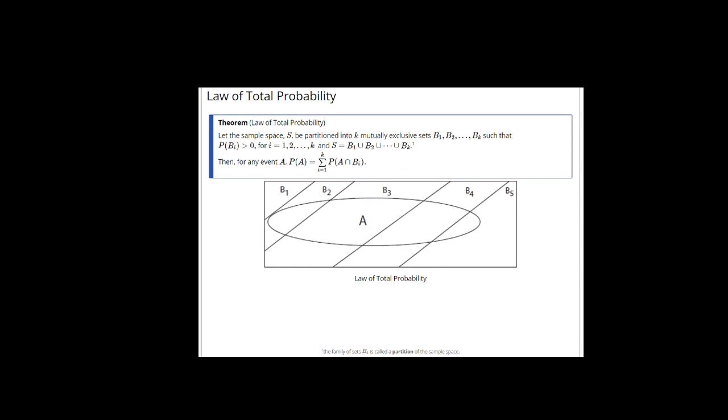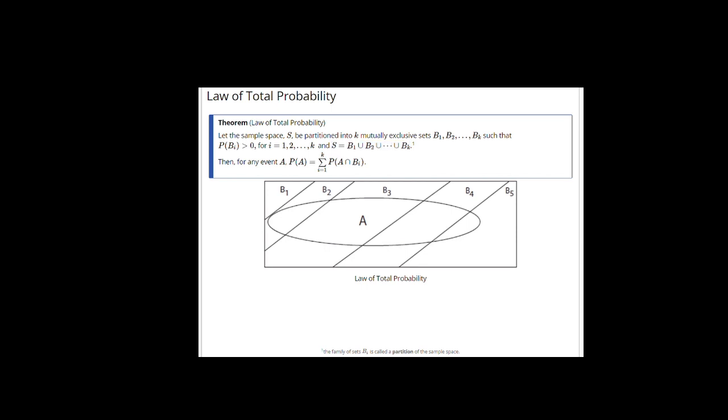The law of total probability. Suppose we have a sample space which is represented by the box in this picture. That sample space has been partitioned into mutually exclusive sets, for example, B1, B2, up to B5 in this case. These 5 mutually exclusive sets form a partition. Assume they all have positive probability, and their union forms the whole sample space. That's what we mean, in fact, by a partition.